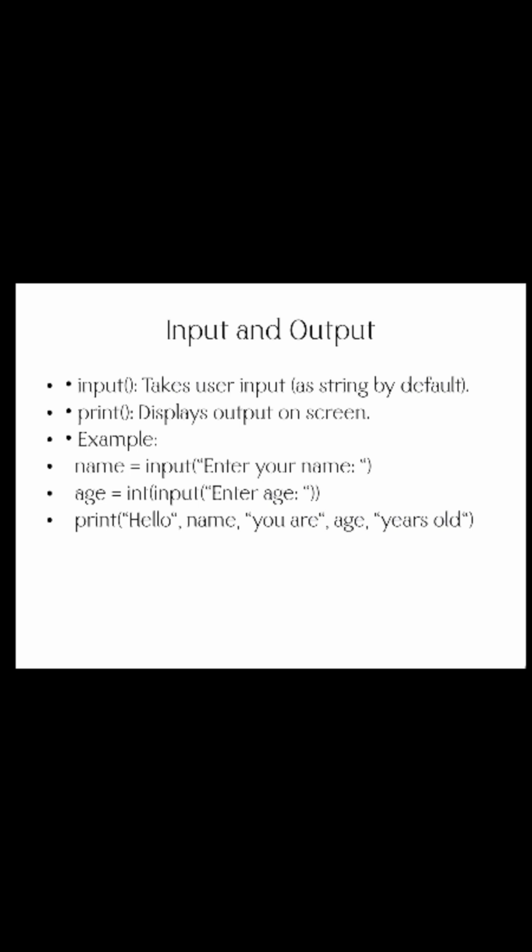Here we gave an example, name is equals to input enter your name. So it will be printed as enter your name, and we have to enter the name after the output is printed. And we gave age is equals to int input enter age. Here int means we can give only integer type values, otherwise it will throw an error.